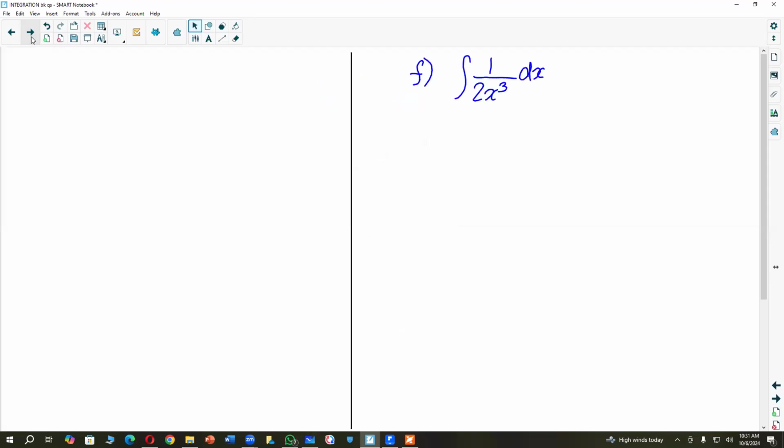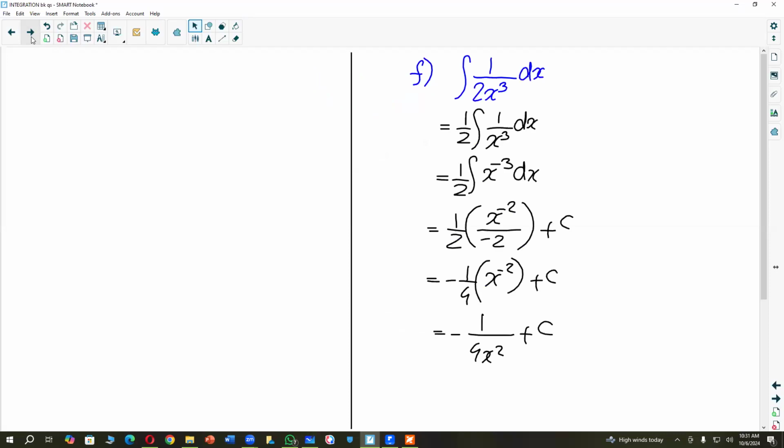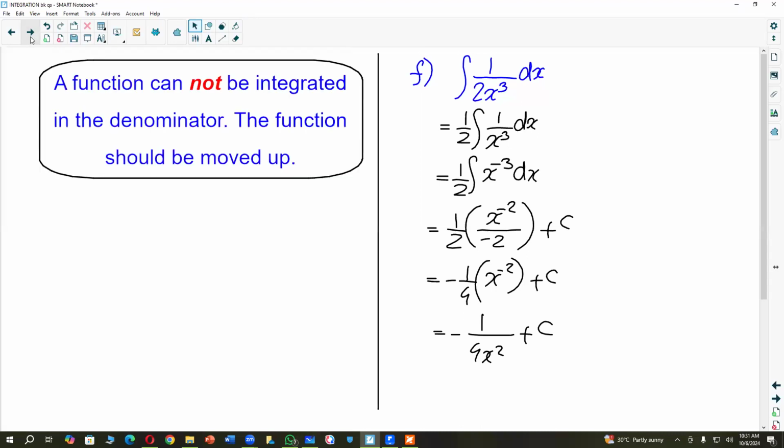Now, in a similar way, look at part number F orally. This was 1 upon 2x cube. So you move the number out because coefficients are not differentiated. So coefficients are not integrated. Coefficients are not differentiated. Coefficients are not integrated. So you have to see part number F orally, and you have to take a picture of it.